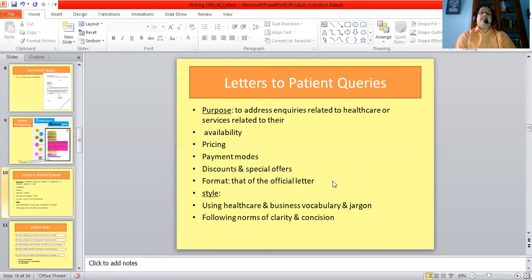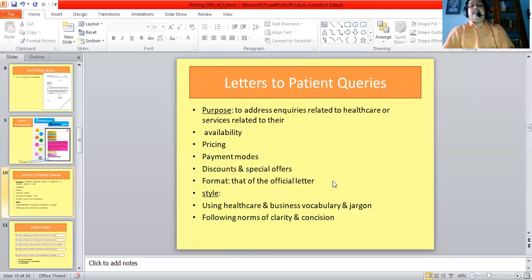Okay, this is the first type, the letters to patient queries. The purpose of this letter is to address inquiries related to healthcare or services, which may be related to their availability or pricing or modes of payment or discounts and special offers.